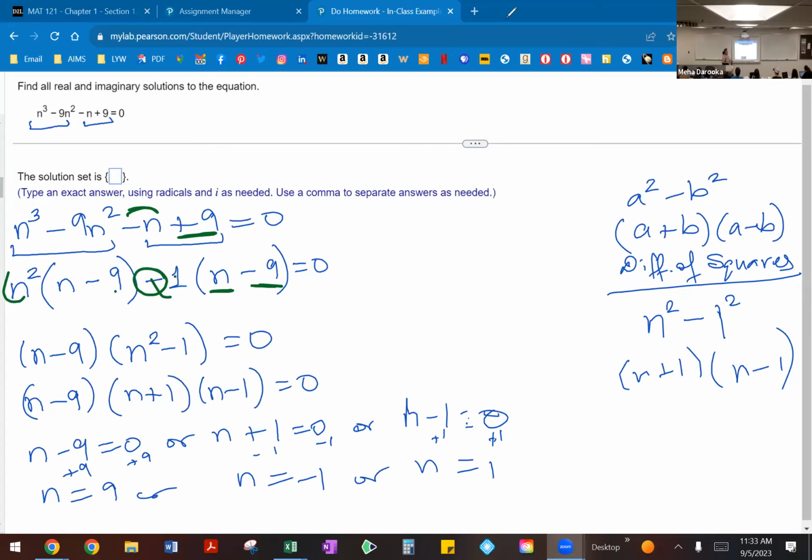Then if you, instead of separating the negative one, then one plus sign minus one, if you didn't factor that, no, yeah.